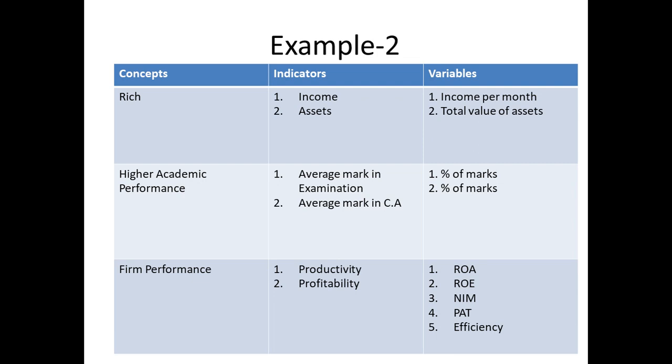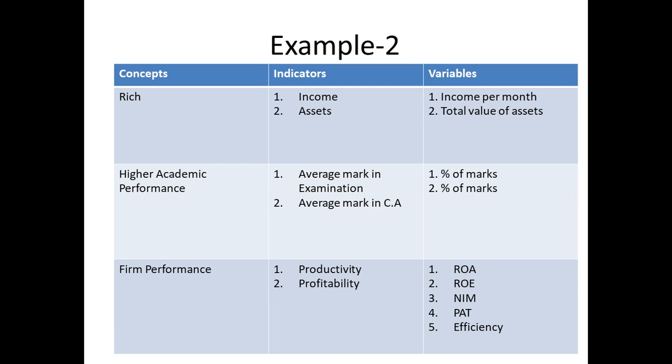So the second indicator for being rich is majorly asset. So like I said, you move from concept, able to determine what is the indicator for that concept, and then what variable do you use? Total value of asset. When you say Dangote is rich, they are using his asset.